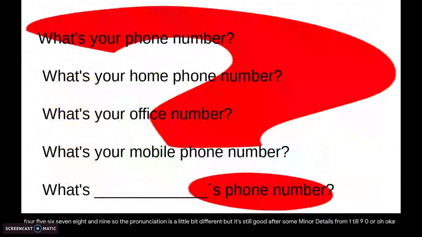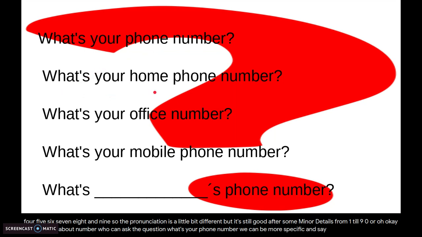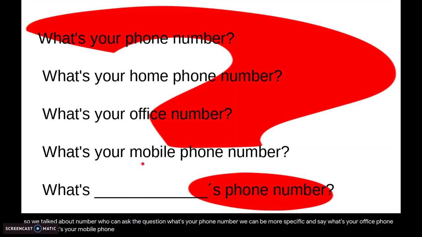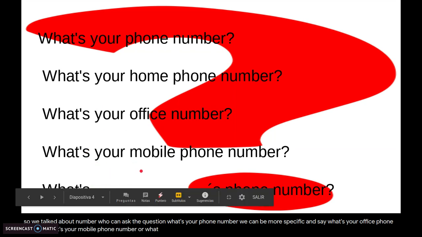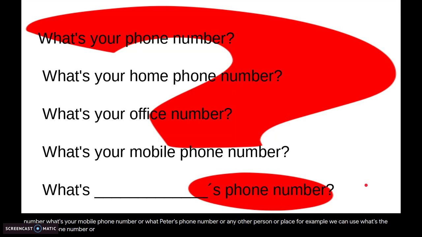Okay? When we talk about numbers, we can ask the question, what's your phone number? We can be more specific and say, what's your home phone number? What's your office phone number? What's your mobile phone number? Or what's Peter's phone number or any other person or place? For example, we can use what's the pizzeria's phone number? Or what's Jenny's phone number? Or what's the school's phone number? So we use apostrophe S for possessive in this particular case.